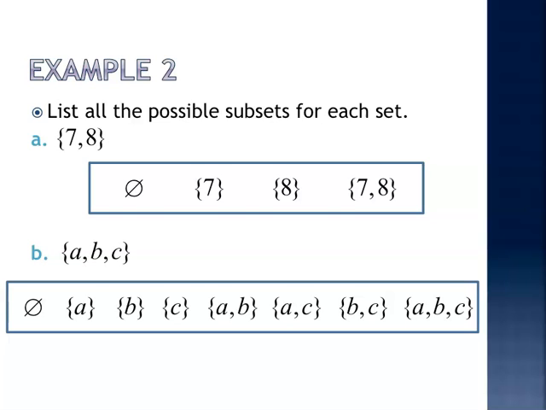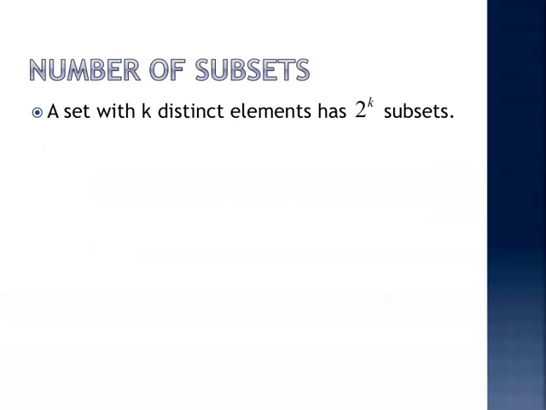Now, how do we come up with the number of subsets that a set has? So not how do we come up with the subsets, we just did that, but how do you know how many there are going to be? Well, if you look at example 2 here that we just did, in the first one we had 2 elements within that set, and we came up with 4 subsets. In the second one, there were 3 elements in the set, and we came up with 8 subsets.